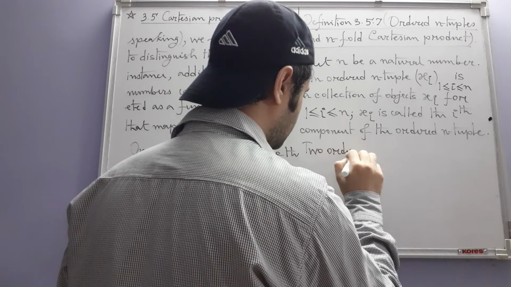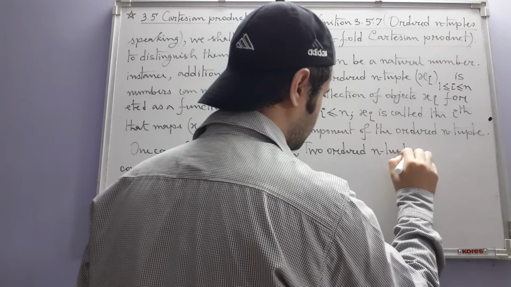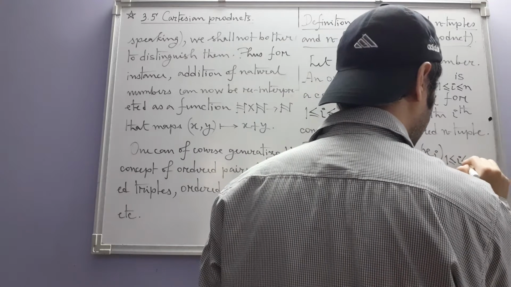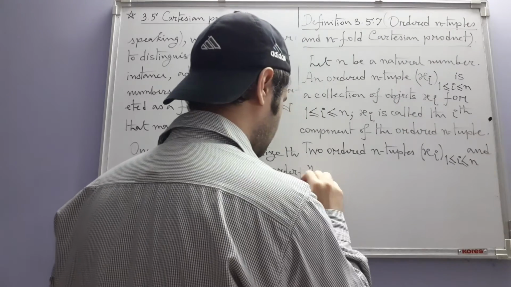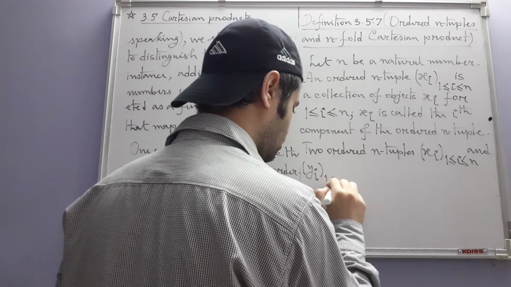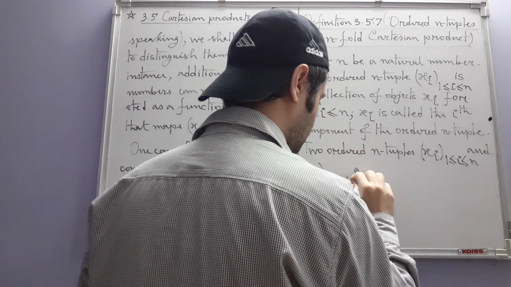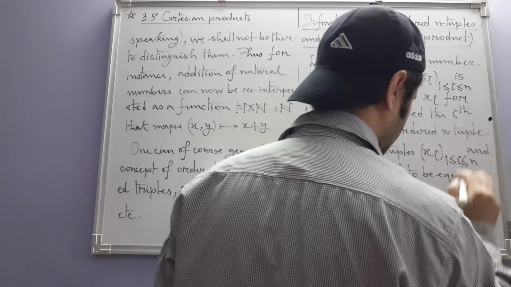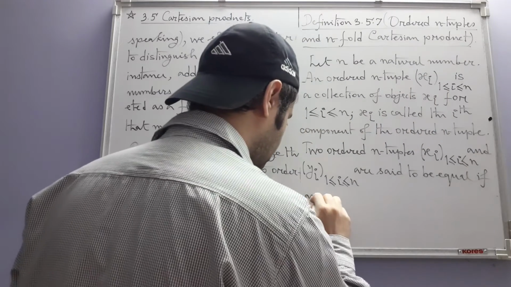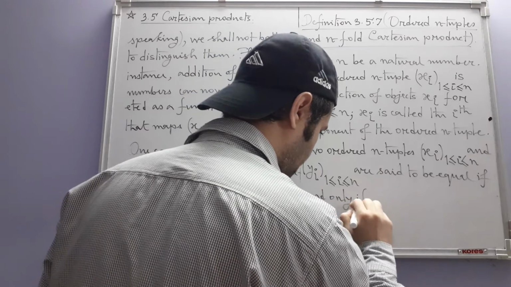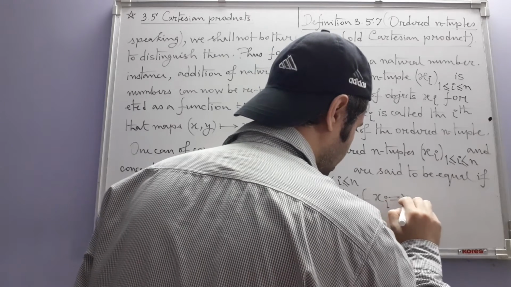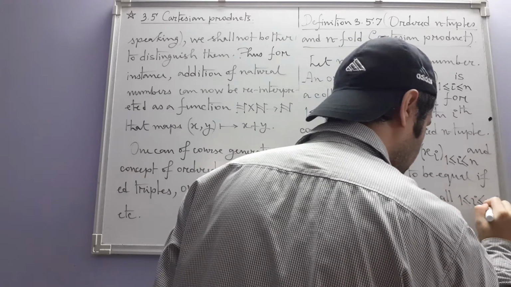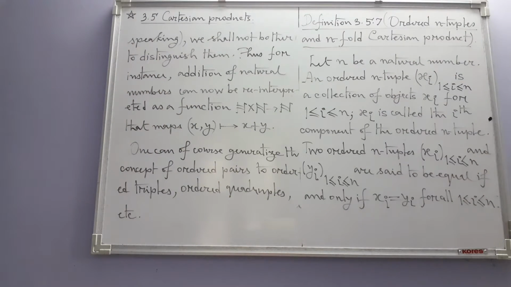Two ordered n-tuples xi and yi are said to be equal if and only if xi is equal to yi for all i lying between 1 and n. So far there is no problem with this definition.